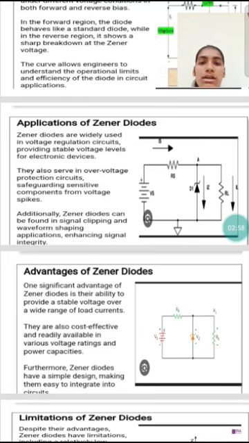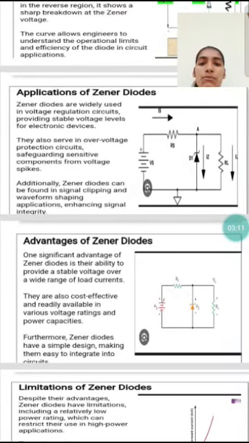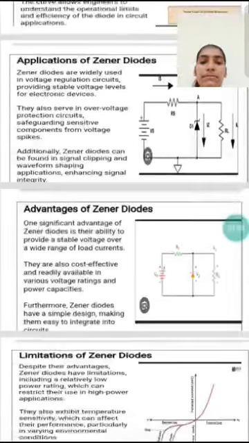Applications of Zener diodes. Zener diodes are widely used in voltage regulation circuits, providing stable voltage levels for electronic devices. They also serve in overvoltage protection circuits, safeguarding sensitive components from voltage spikes. Additionally, Zener diodes can be found in signal clipping and waveform shaping applications, enhancing signal integrity.